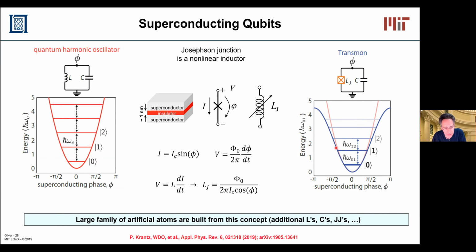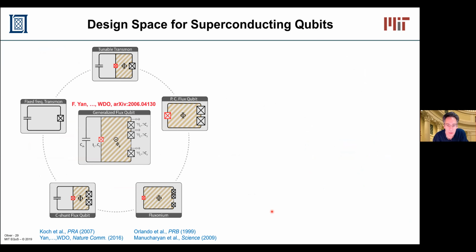So this is just one example of a very large family of what you might call artificial atoms or quantum circuits that are built from this concept. And you may add inductors or capacitors and Josephson junctions to come up with different properties. And that's what I'd like to show here.